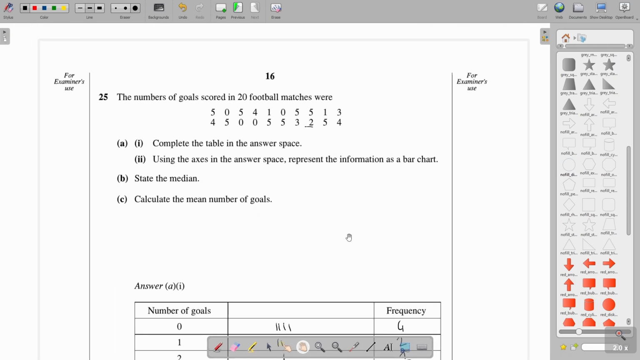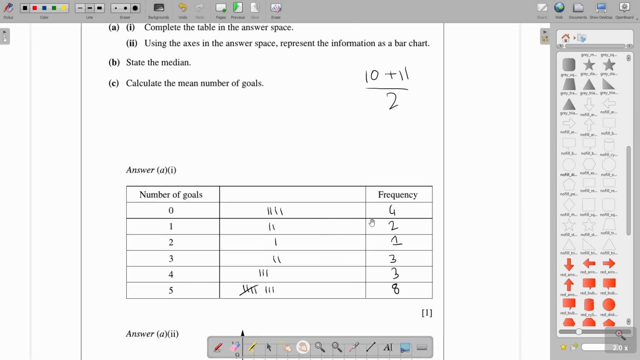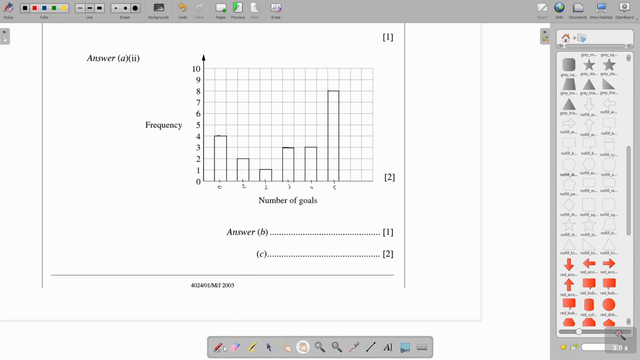All right, state the median. Because 20 is an even number, the median would be the average of the 10th and the 11th value. So it would be the 10th value plus the 11th value, divided by 2. The 10th value: 4 values here, 5, 6, 7, 8, 9, 10. So the 10th value would be 3 and the 11th value would be 4. So 3 plus 4 is 7, divided by 2 is 3.5. That would be our median.